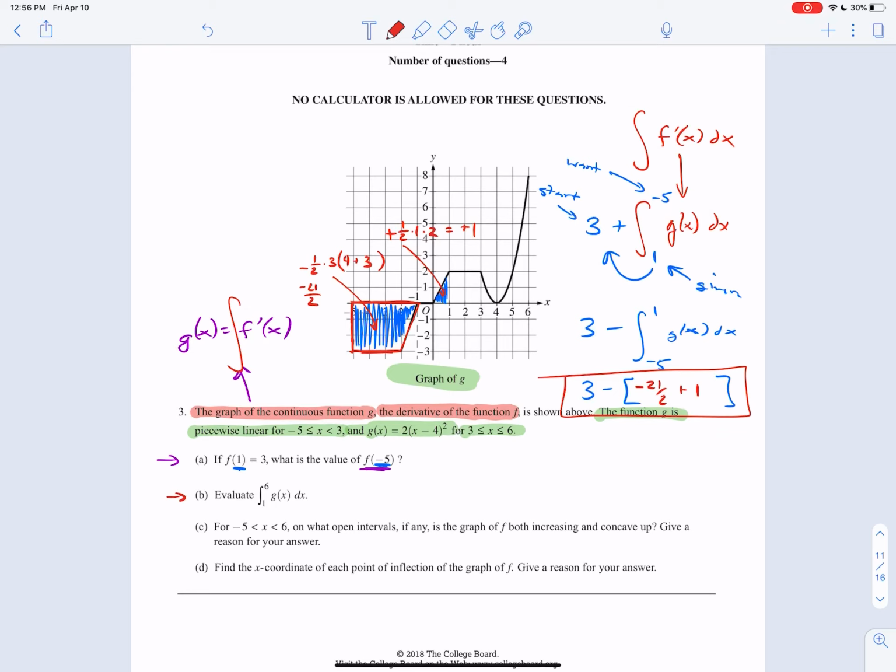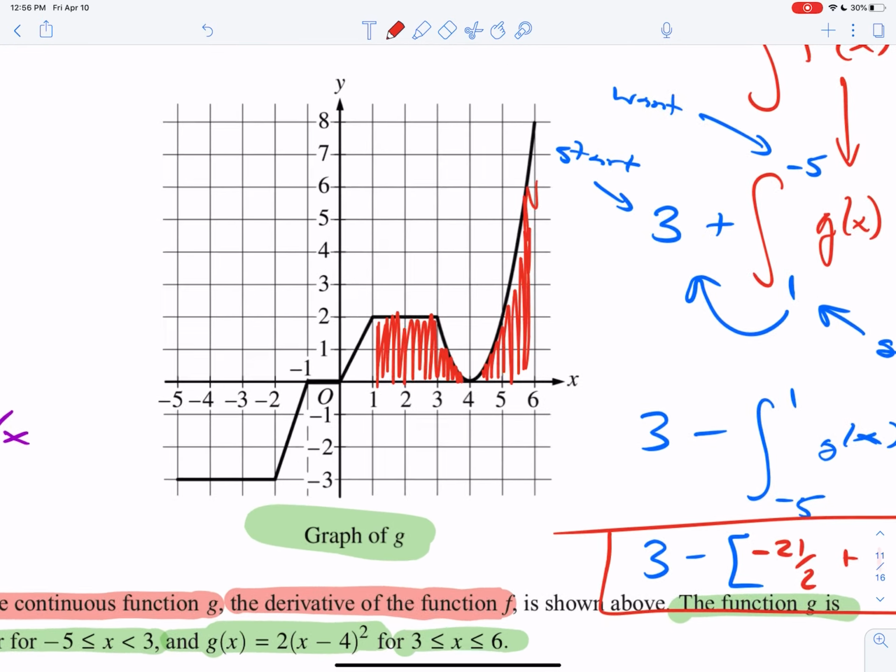Okay, here's part B. They ask you guys to integrate g from 1 to 6. So nothing new here, except you're integrating g elsewhere. So we're integrating g from 1 to 6. So let me highlight that there. We're going from 1 to 6.